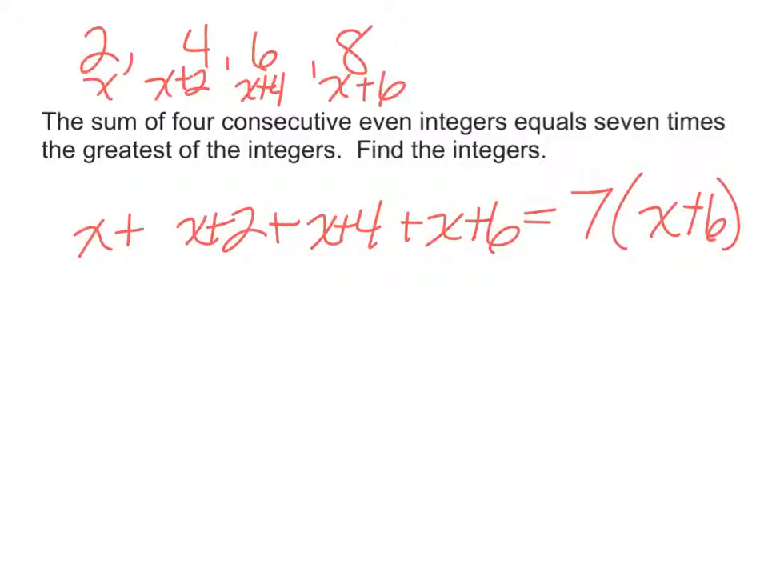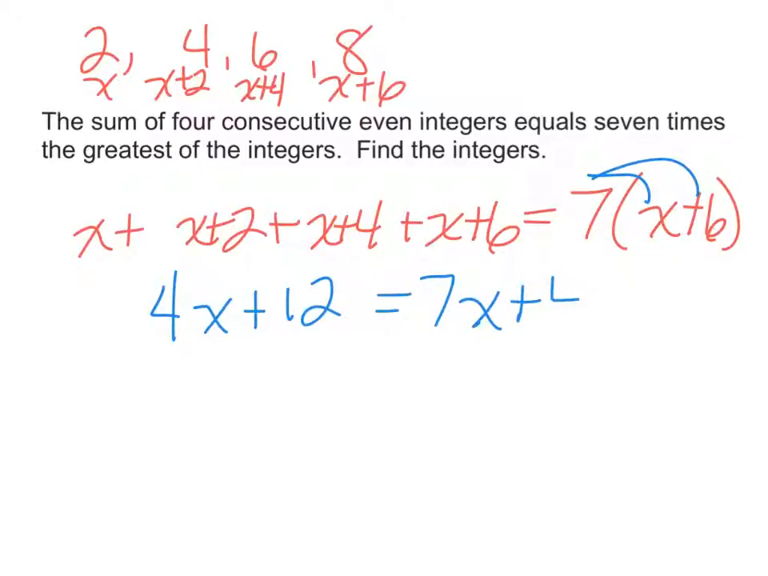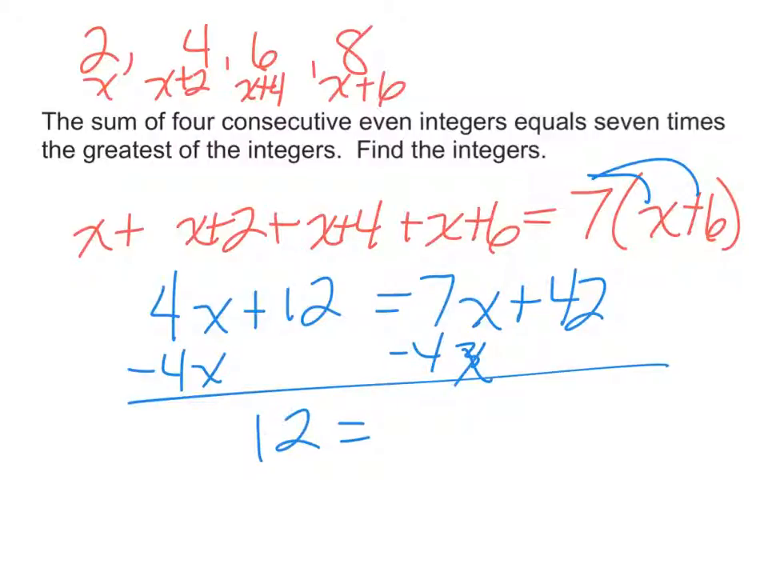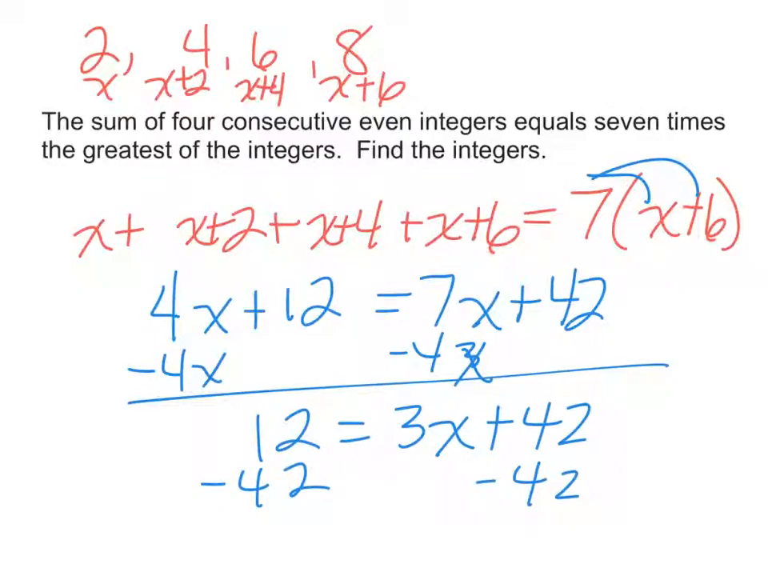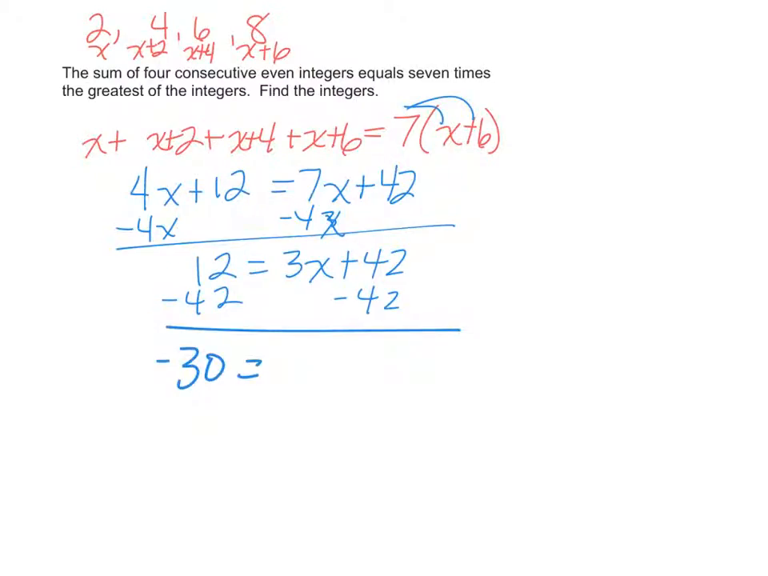So when we combine our likes, we've got 4 x's this time, plus 12 equals, distribute the 7, 7x plus 42. Then I can get x on one side, subtract 4x from both sides. And I've got 12 equals 3x plus 42. Subtract 42 from both sides. And I've got negative 30 equals 3x. Divide by 3, and x is negative 10.